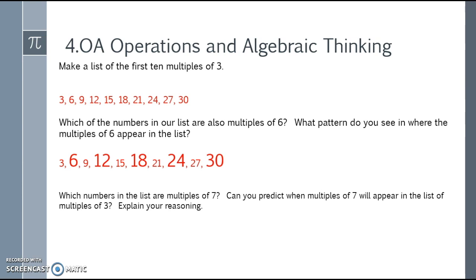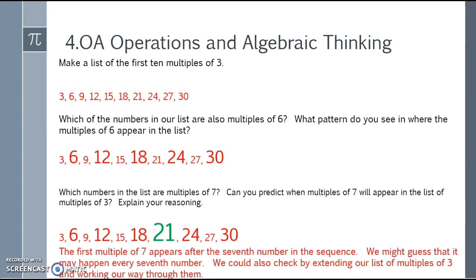Which numbers in the list are multiples of 7? Can you predict when multiples of 7 will appear in the list of multiples of 3? Explain your reasoning. So here are my multiples of 3 again. Again, the 6s are highlighted, and then I super highlighted 21, which is a multiple of 7. The first multiple of 7 appears after the 7th number in the sequence. We might guess that it may happen every 7th number. We could also check by extending our list of multiples of 3 and working our way through them.